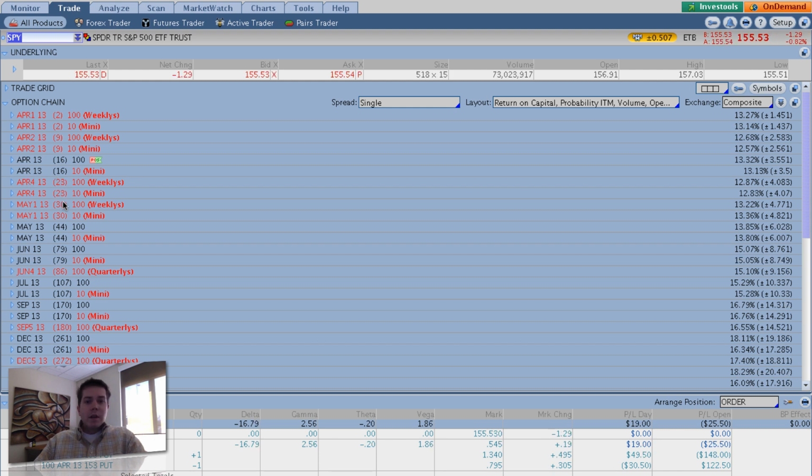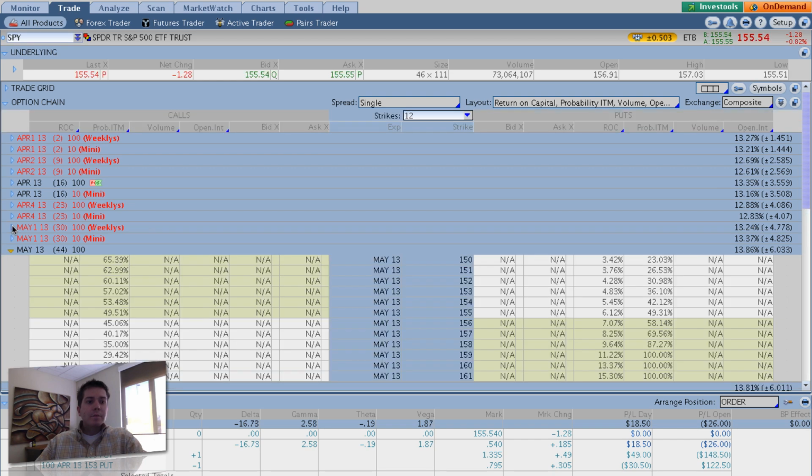So you've got a few different weekly offerings, you've got a few different mini offerings, and you've got your standard expiration options that are here in this April 13th. 16 days left, as you can see. I have a position on in that particular expiration month. But let's look at the May 13th that expire in 44 days, just the standard options, the 100 shares per contract, not the mini. So we're going to expand that.